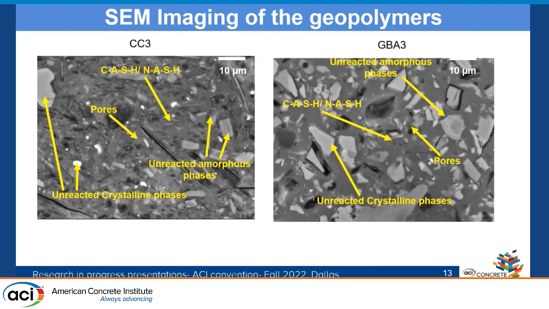I also did the SEM imaging of the geopolymers and found these different phases in the sample. We found C-A-S-H and N-A-S-H gel matrix, unreacted amorphous materials, crystalline materials, and pores, etc.